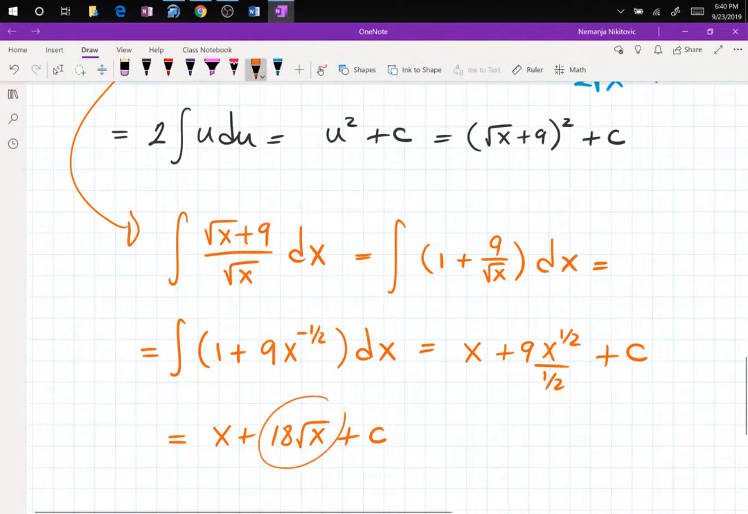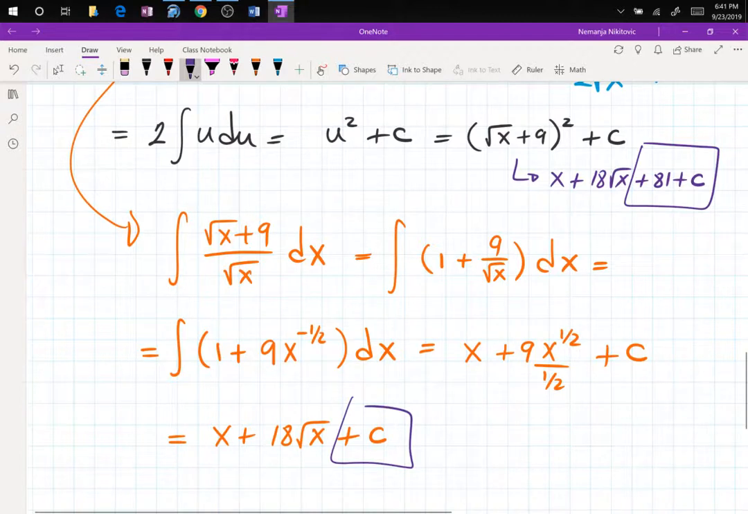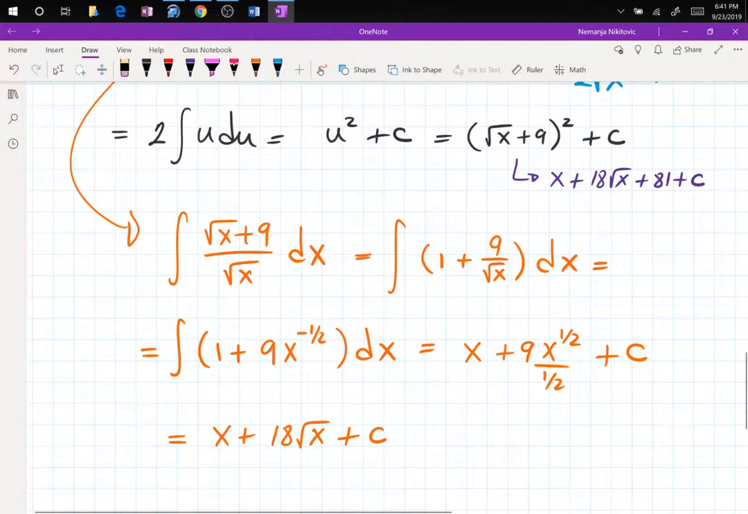Except in this answer, you can see the middle term, right? 18x root x. If you FOIL this one, square the first one, you get x. Plus 2 times when you multiply these, so that's 18 root x. And then you have plus 81, and then you have plus c. So these two are mushed together into this one, and you see that the first two are the same. So it's the same answer, just a different form to write these answers in.